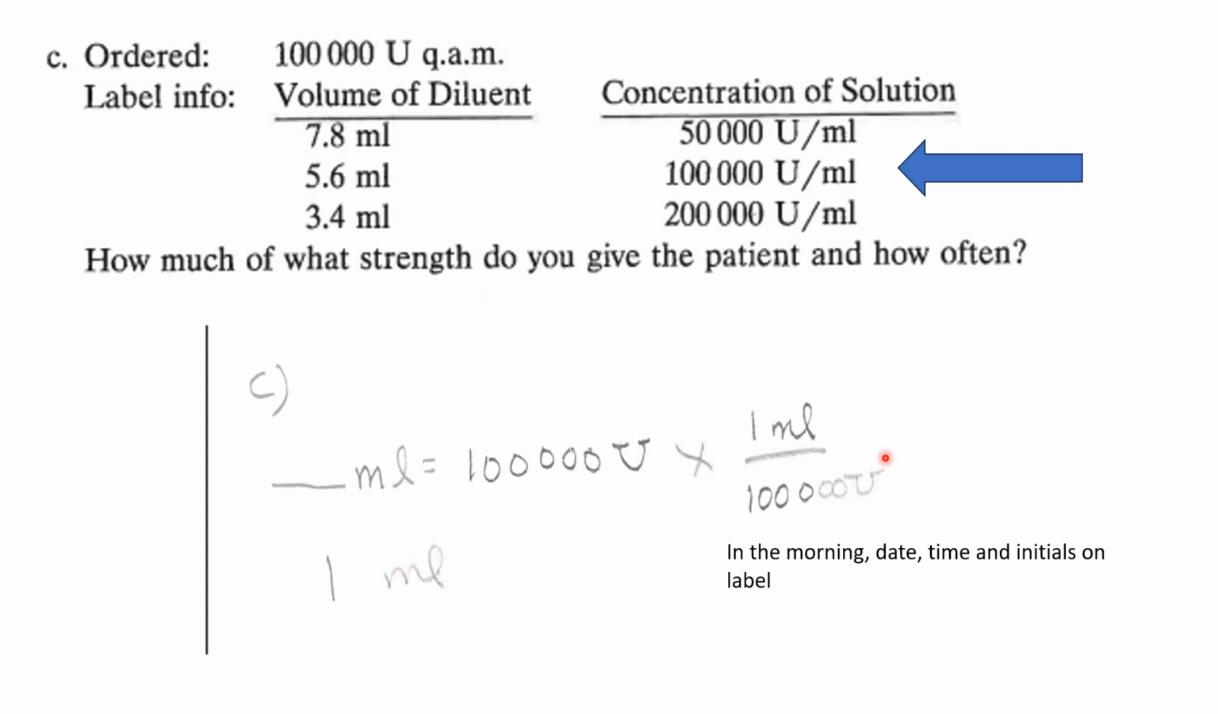Okay, so you are going to choose to give the 100,000 units per milliliter. And so what you're going to do is you'll use dimensional analysis. You're administering 100,000, that's every morning. This is the ratio. It is 1 milliliter per 100,000, and so you give 1 milliliter of this. And since you are going to have more of this than 1 milliliter, you will note the time and put your initials on the label.